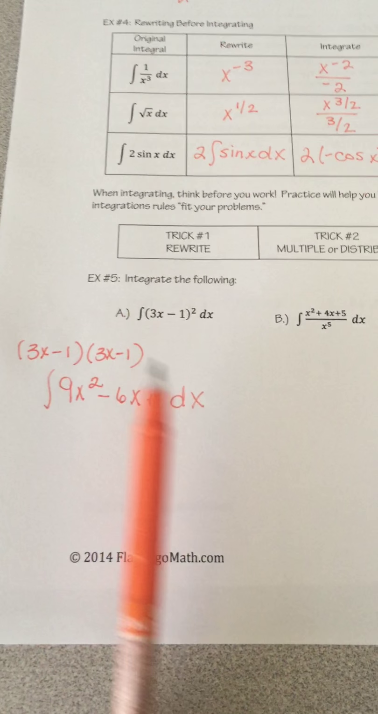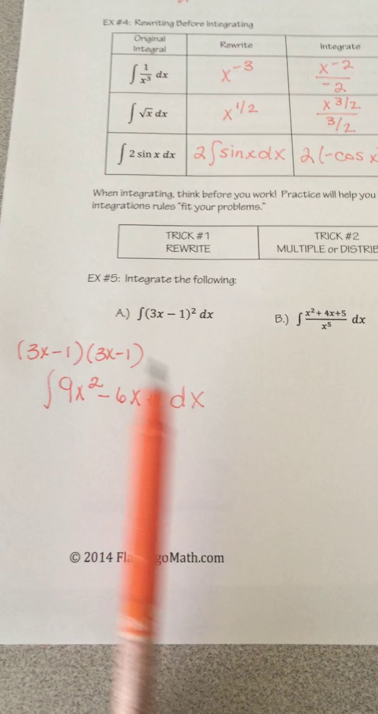Now I'm going to integrate each of these. So I add 1. So that gives me negative 2. Divide by that new exponent. Plus 4x to the negative 3. Divide by that new exponent. Plus 5x to the negative 4. Divide by that exponent. And of course, plus our constant.